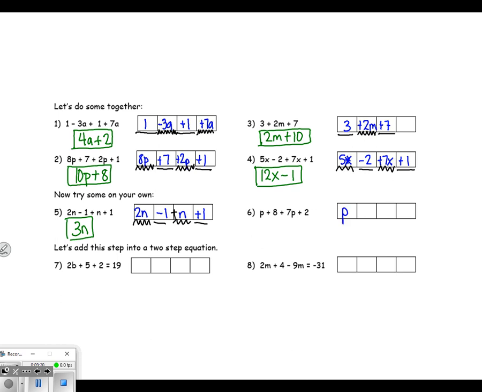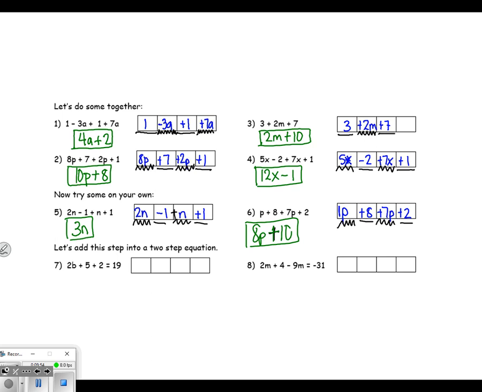And here I've got a p plus 8 plus 7p plus 2. Variable, a variable over here, constant, constant. P plus 7 more p's is 8 p's. Remember that secret coefficient is a 1 there. And so you add your coefficients. And then I've got 8 plus 2. Oops, wrong color. Plus 10.